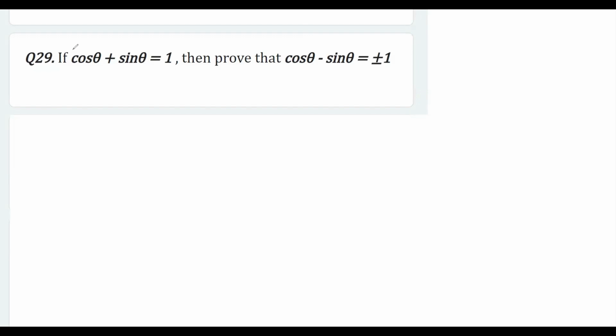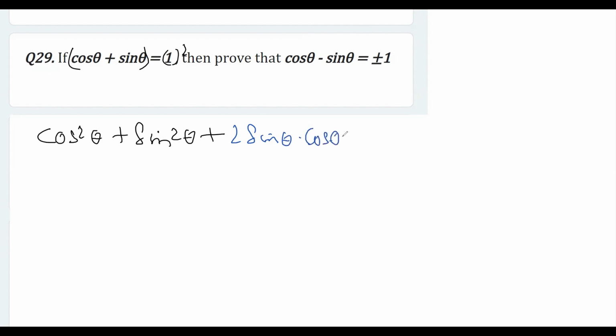First thing that I'll do is to square this on both sides. So if you do so, it's going to be what? We are going to get cos square theta plus sine square theta plus what? 2 times sine into cos, 2 sine theta into cos theta, and that is equal to 1. Right? Am I right? 1 square is 1.